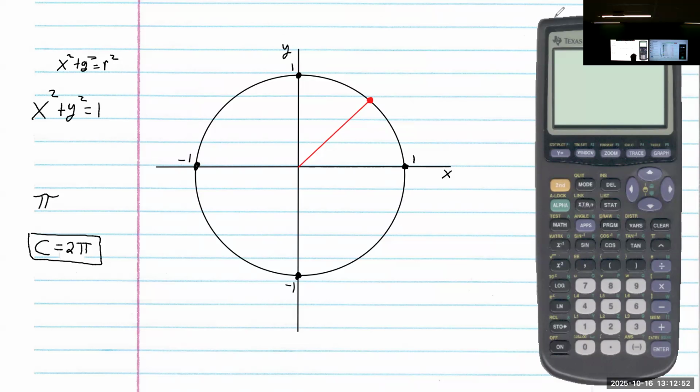C equals 2 pi if radius equals 1. So the whole thing is 2 pi. You cut it in half, you get pi. You cut it in half, you get half of pi. You cut that in half, you should get pi over 4. That's the idea. All right.